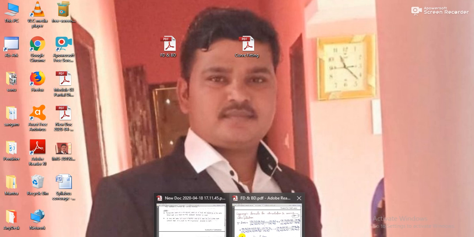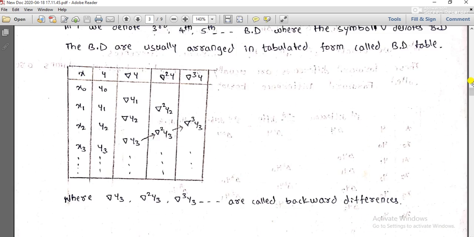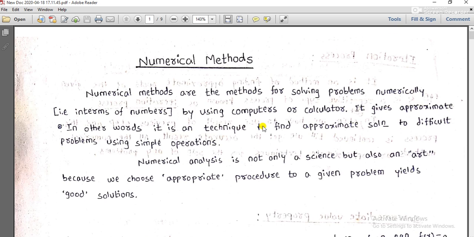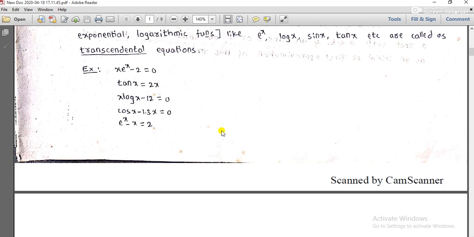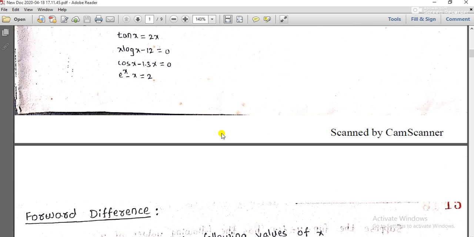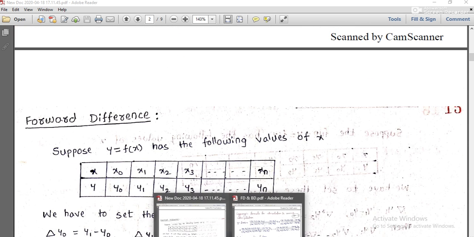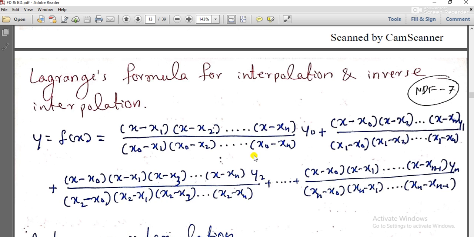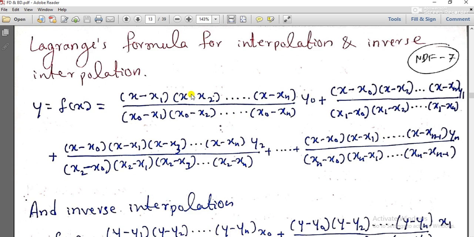Second semester, fifth module is numerical methods. So already the first video and the second video on forward, backward, and divided difference are completed. The next point is Lagrange's formula for interpolation and inverse interpolation. So here, Lagrange's formula for interpolation and inverse interpolation.